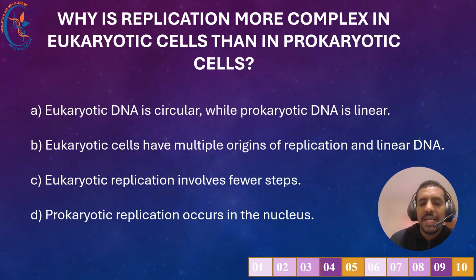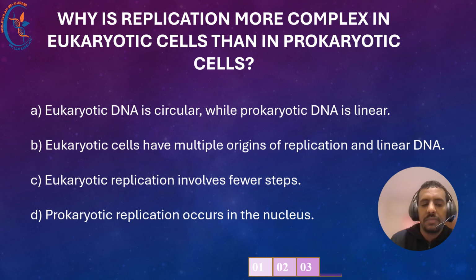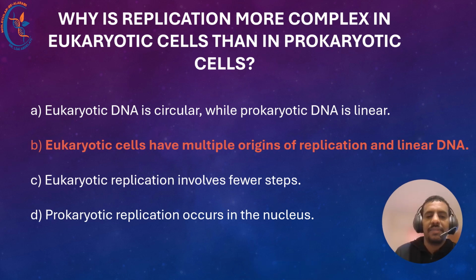Why is replication more complex in eukaryotic cells than prokaryotic cells? All right. Because eukaryotic DNA is linear and much larger, requiring multiple origins of replication. So the correct answer is eukaryotic cells have multiple origins of replication and linear DNA.